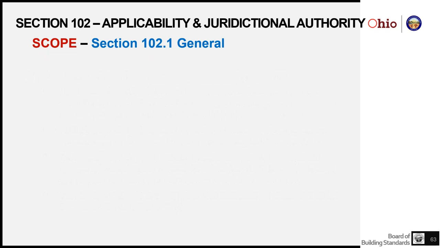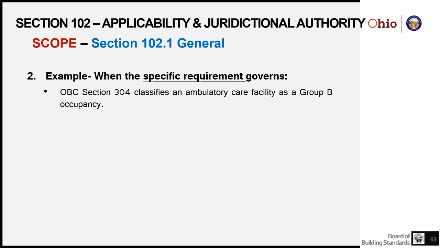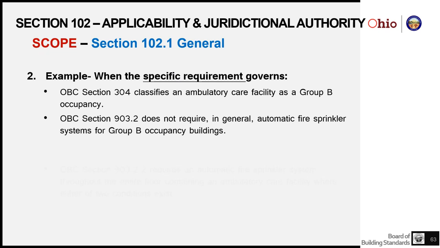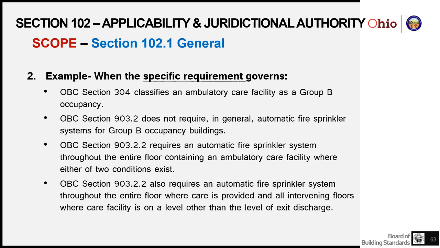Another example, this one's going to deal a little bit with fire protection systems. 304 classifies an ambulatory care facility as a group B occupancy. 903.2 does not, in general, require automatic fire sprinkler systems in Group B occupancies. 903.2.2 requires an automatic sprinkler system throughout the entire floor containing an ambulatory care facility where either of two conditions exist. So there's two conditions out there that you have to meet. Not just that it's an ambulatory care facility, but there's also two conditions dealing with that ambulatory care facility.